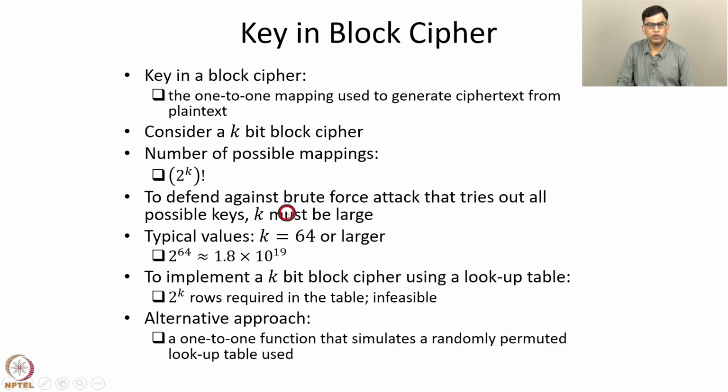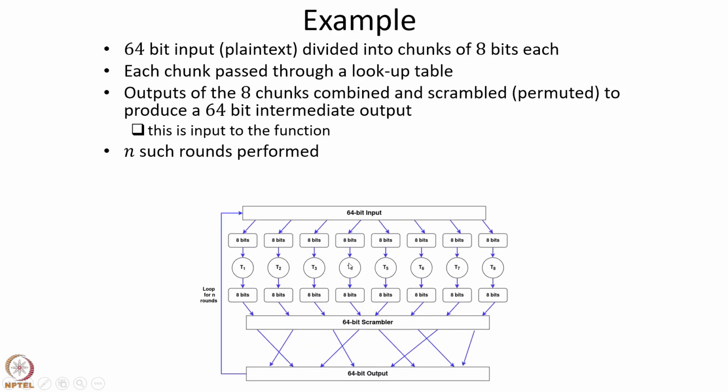We use a one-to-one function that simulates a randomly permuted lookup table. So we don't actually use a lookup table, but we use a one-to-one function that transforms the plaintext in a manner that it looks like a random permutation. This shows an example of such a function.